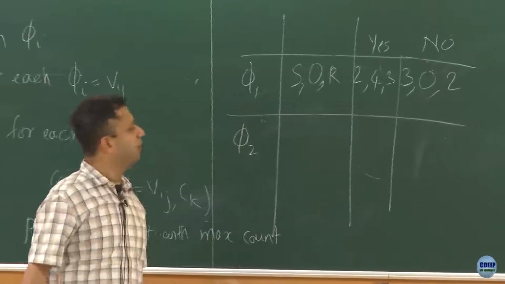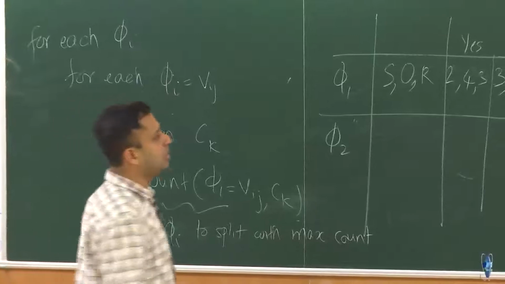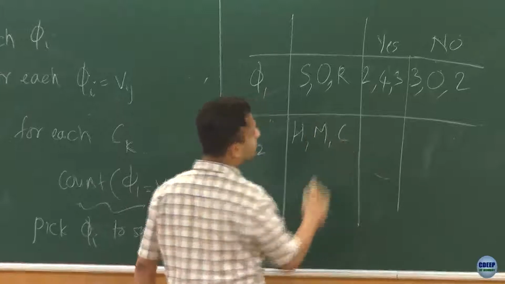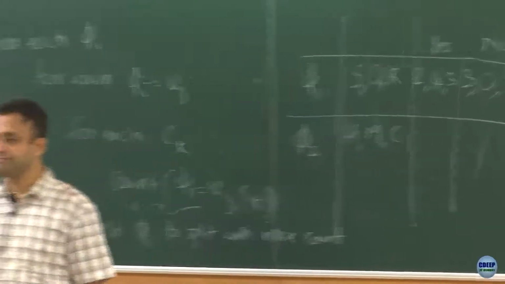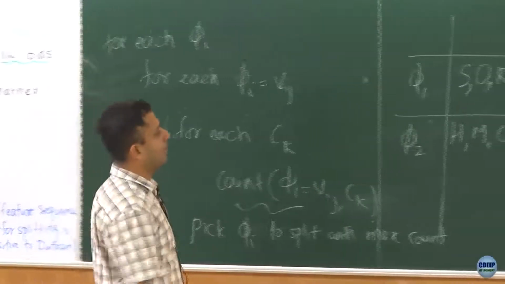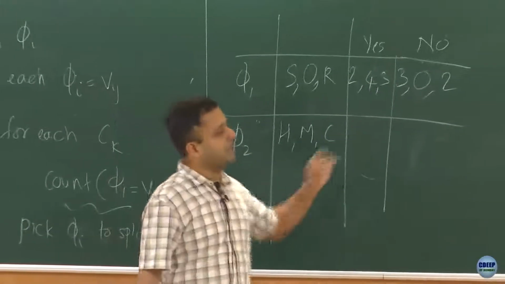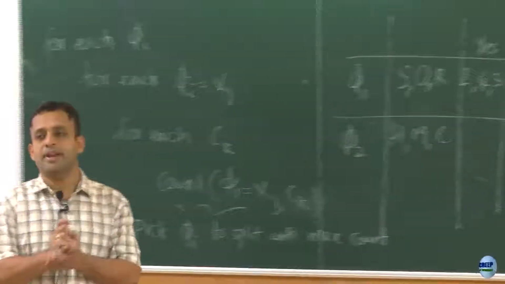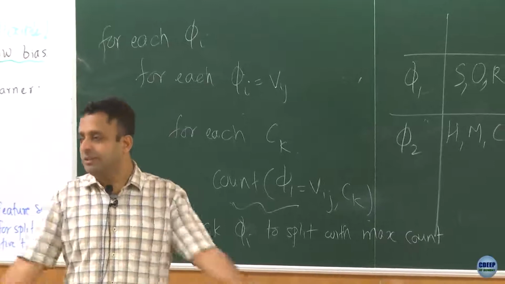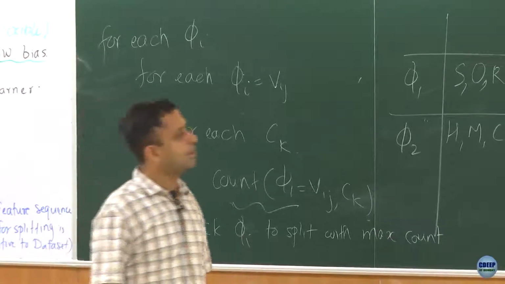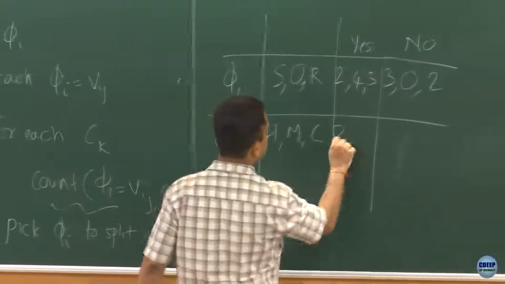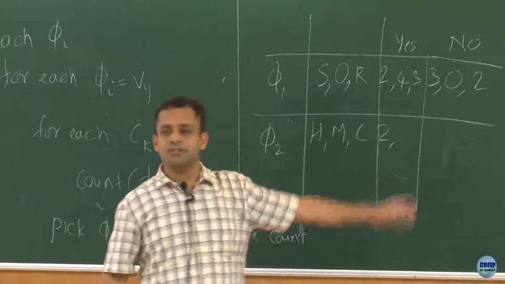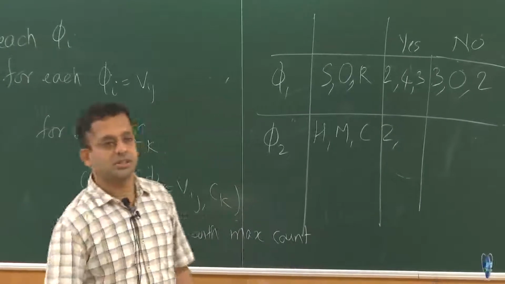Let's get similar numbers for phi 2. Phi 2 is temperature, hot, mild or cool. It takes 3 values. So again give me the counts. Hot, yes. How often is it that the temperature is hot and the person did play tennis? Twice? Okay. And with no, how often was the temperature hot and the person did not play tennis? Twice again.